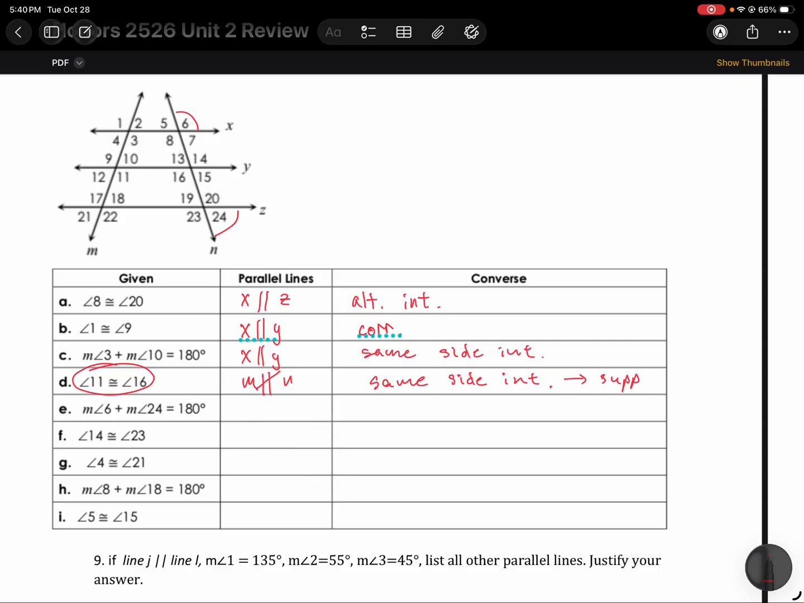6 and 24 cover lines X, N, and Z, so X and Z are parallel because these are same side exterior angles. We got angles 14 and 23, and they're telling me these are congruent. Yes, they are congruent, and they cover lines Y, N, and Z. So Y and Z are parallel because these are alternate interior angles, or exterior angles.